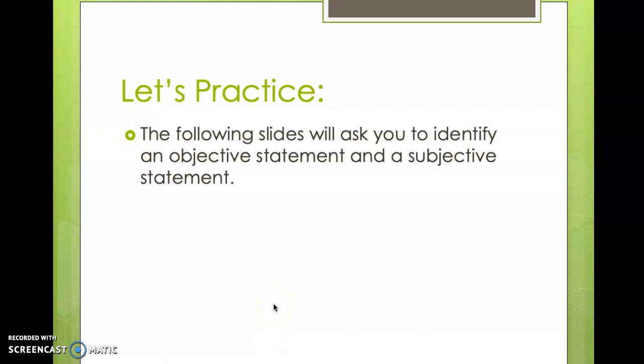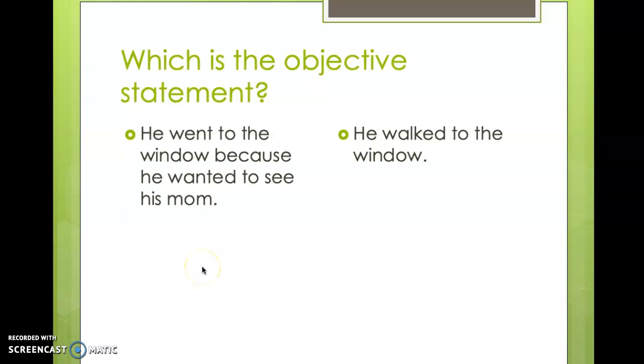We're going to practice. I'm going to read a slide, and we're going to decide if the statement is objective or subjective. Let's go. The first statement, he went to the window because he wanted to see his mom. Second statement, he walked to the window. Which one do you think is objective?